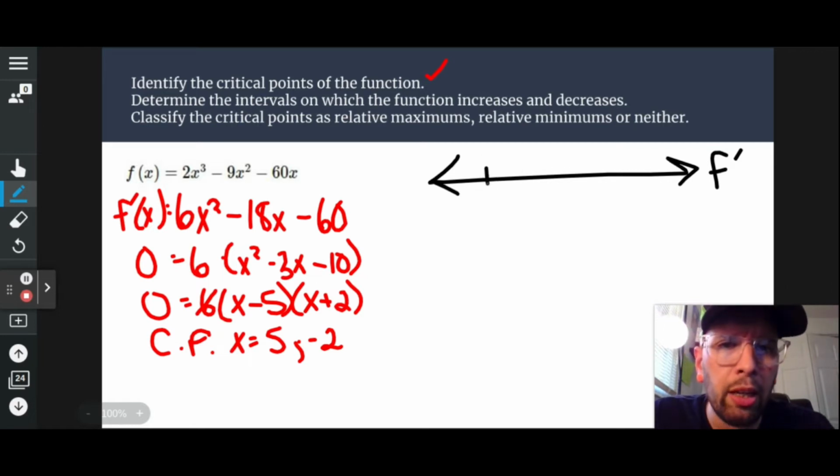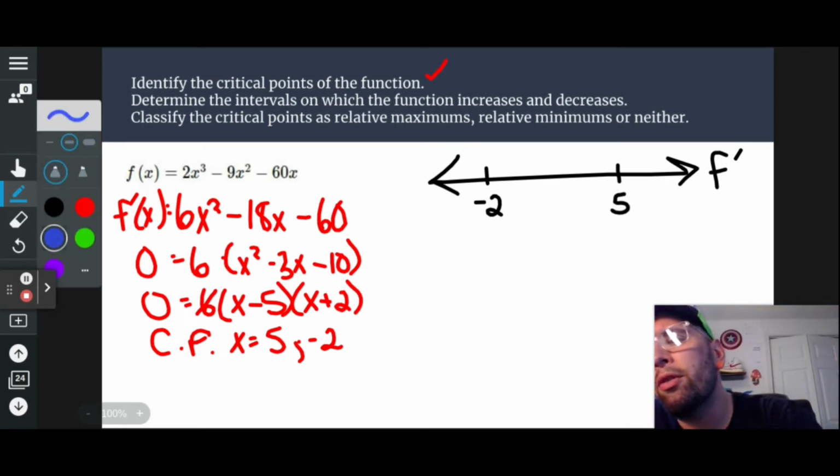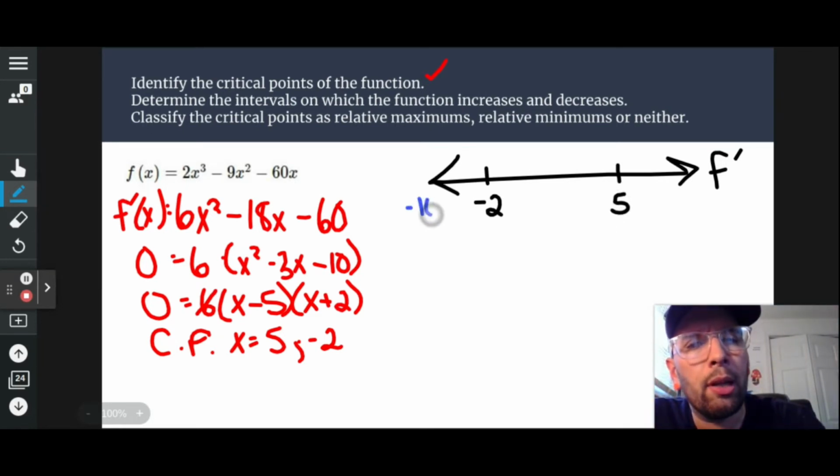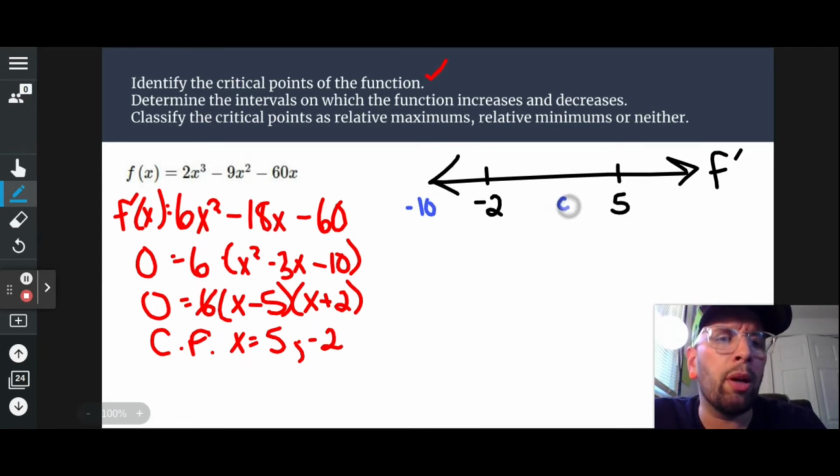Okay, I'm worried about negative 2. I'm worried about 5. So I need something to plug in smaller than negative 2. How about negative 10? In between negative 2 and 5, how about 0? And greater than 5, how about 10? And I'm plugging that into the derivative, which is this guy.